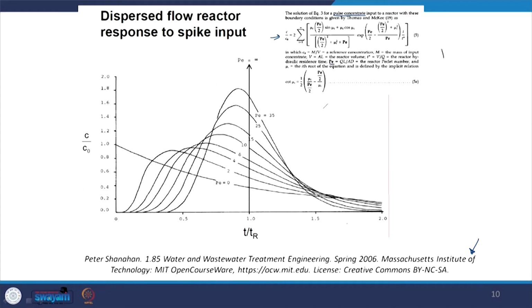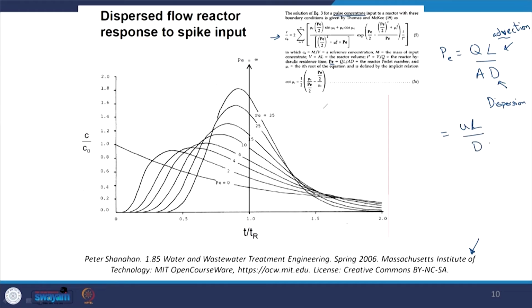There is a particular variable called the Peclet number, and what is it given as? Q L by A into D. D is not the diameter or such, it is the dispersion coefficient. If you look at the numerator and denominator, the numerator will give you an idea about mass transport due to advection, and the one at the bottom will be the one due to dispersion, or that is equal to velocity u L by D. So, advection by dispersion. Why is that?